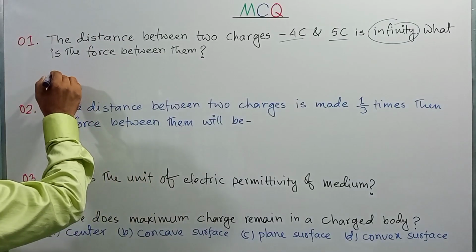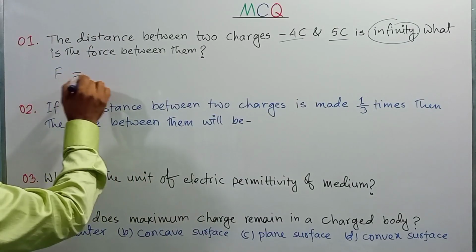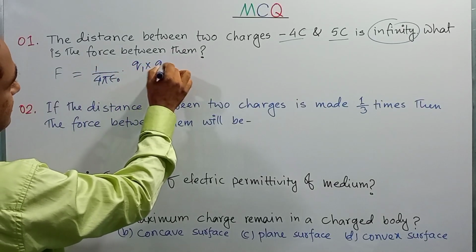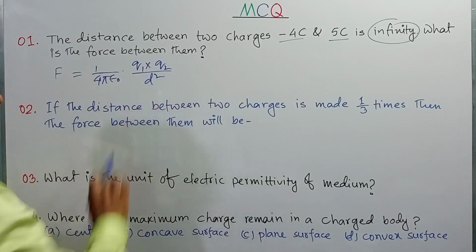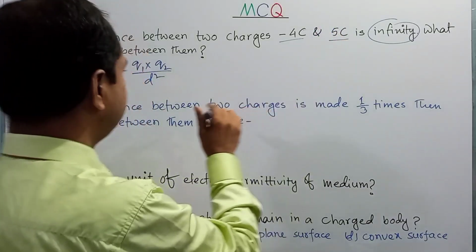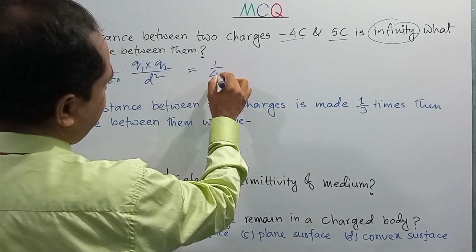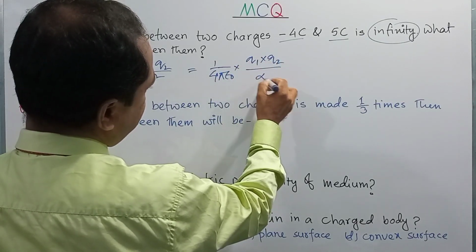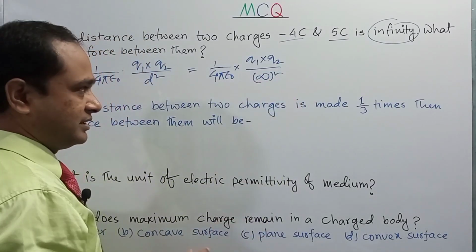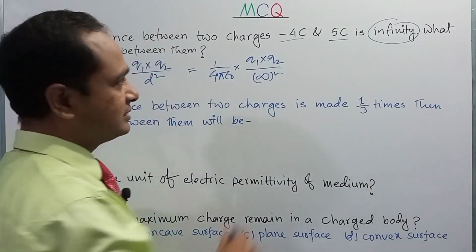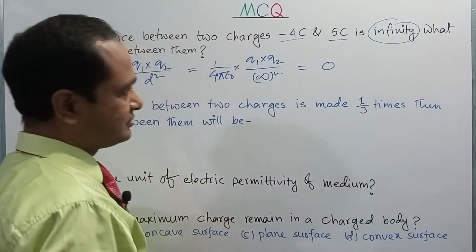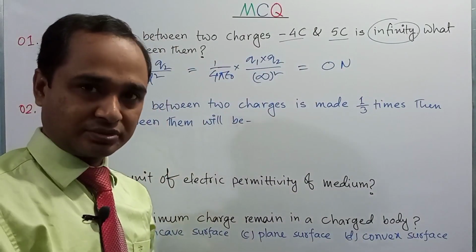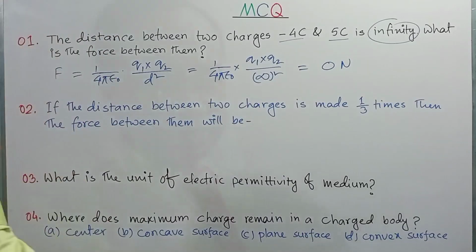You know, F is equal to 1 by 4 pi epsilon naught q1 q2 divided by d square. Here d is the distance. If the distance is infinity, then it will be 1 by 4 pi epsilon naught q1 q2 divided by infinity square, and in that case you know the result will be 0, right? So the force between the two charges will be 0 Newton according to our expression.